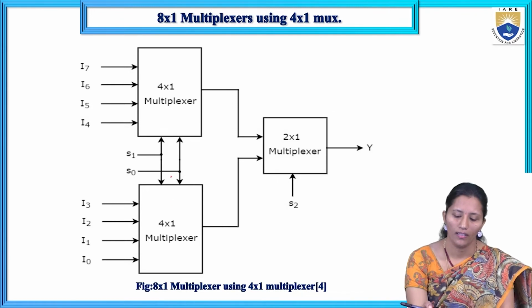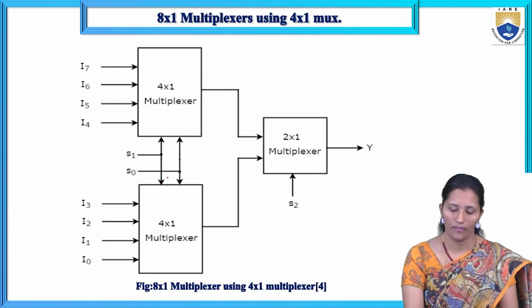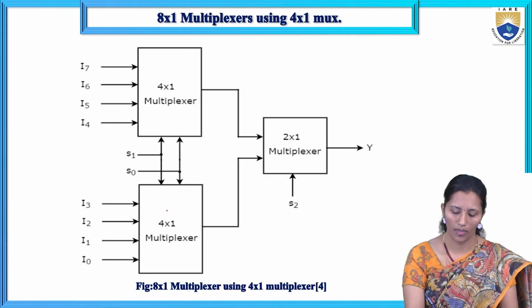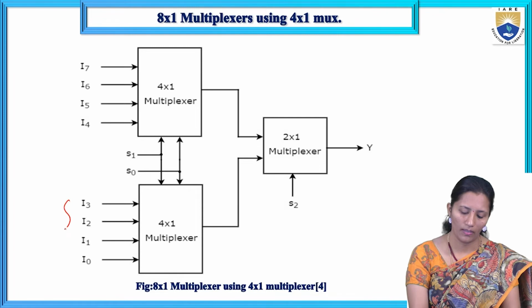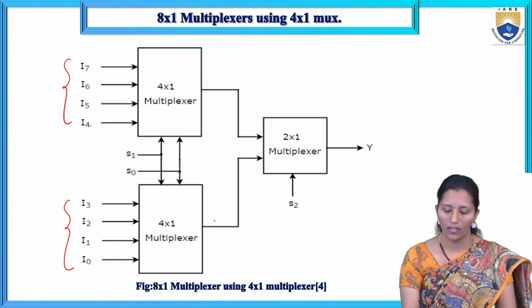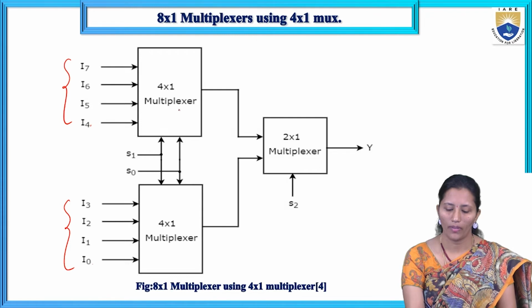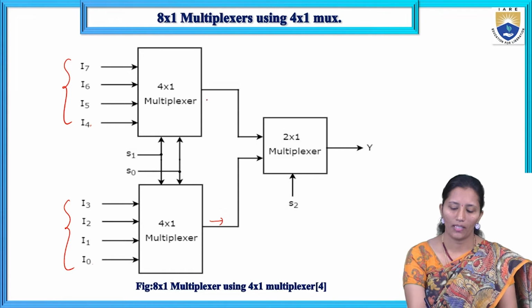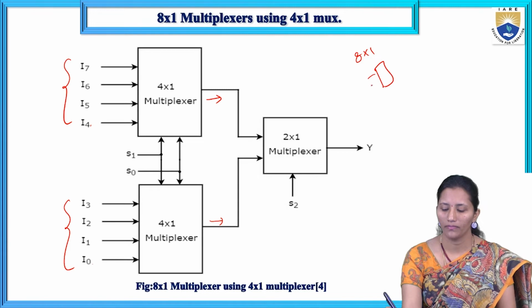So S1 and S0 are given as selection lines to both multiplexers, and the inputs for one are I0 to I3, and for the other multiplexer I4 to I7. Here we are getting two outputs, one from each 4 by 1 multiplexer. But for the 8 by 1 multiplexer we have 8 inputs and 1 output, so any one of these outputs should be mapped to the output.